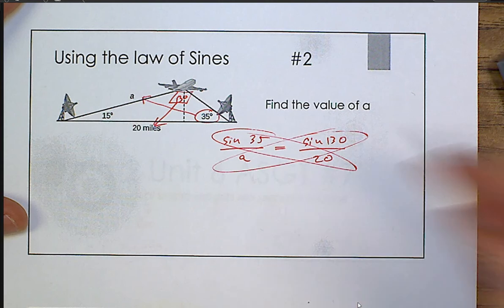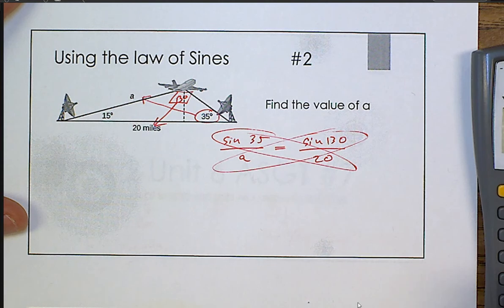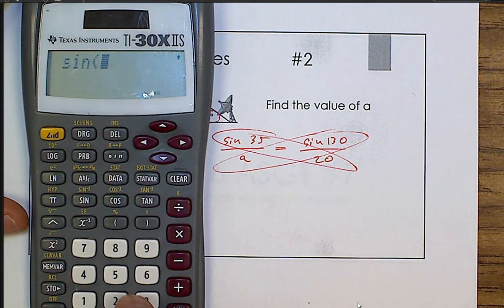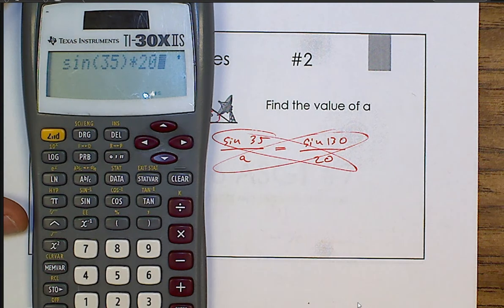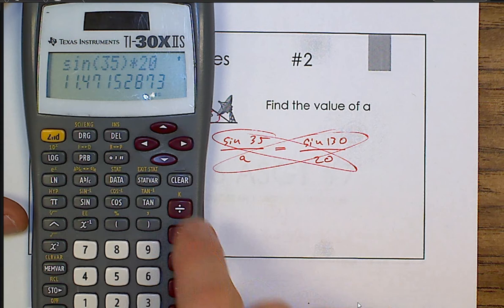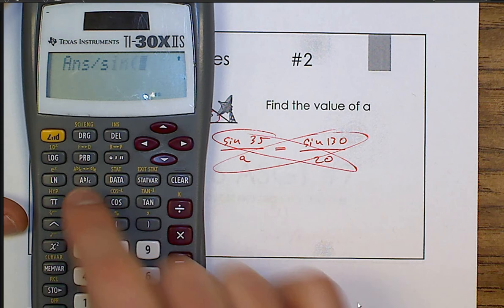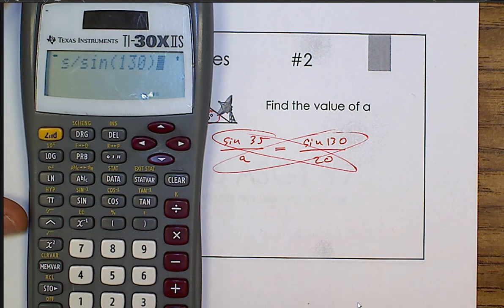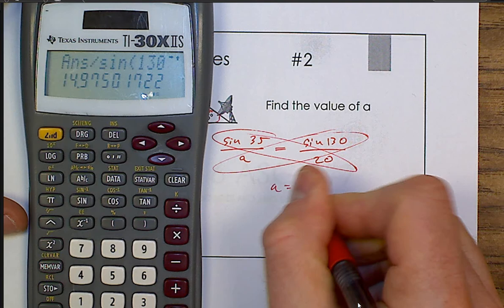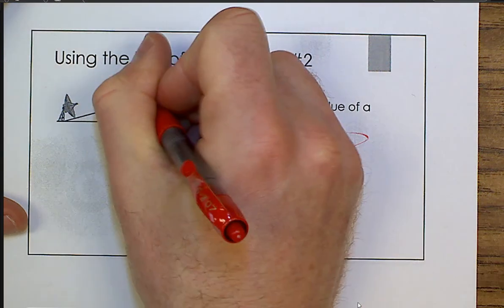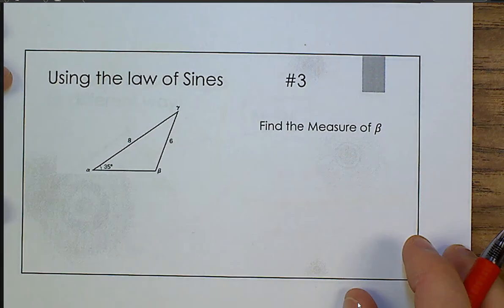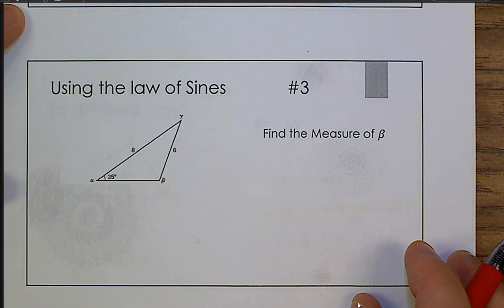So you're basically going to take the sine of 35, I'll show you my calculator here, sine of 35 times that by 20. Make sure you put the parentheses around there. And then I'm going to divide that by the sine of 130. And I should get a equals 14.97. 14.97. Okay?